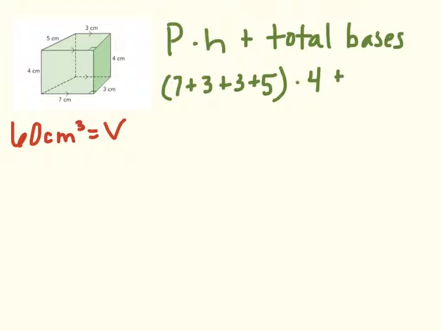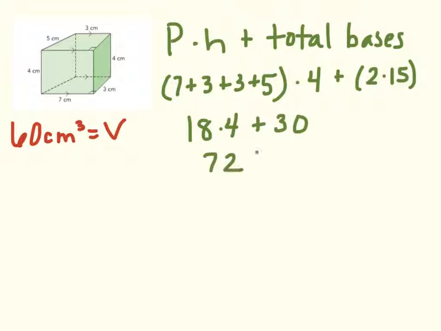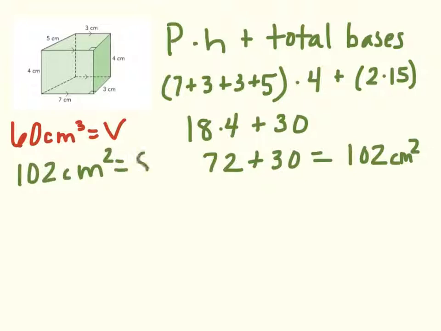And we're going to add that to the area of the two bases, which we already calculated in our last problem as being 15. But we have 2, so we have to multiply by 2. So this gives us 18 times 4 plus 30. 18 times 4 equals 72 plus 30. So the surface area of our block is 102 centimeters squared. I went through that pretty quickly, but let's go ahead and try a practice problem on your own on the next screen.